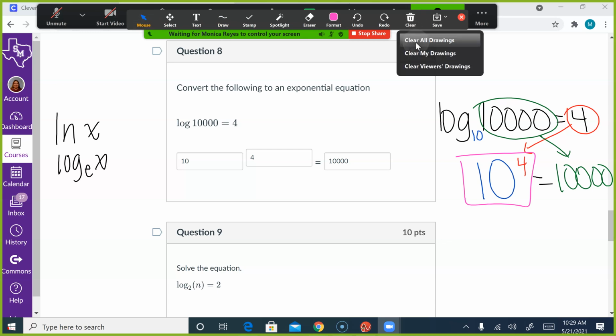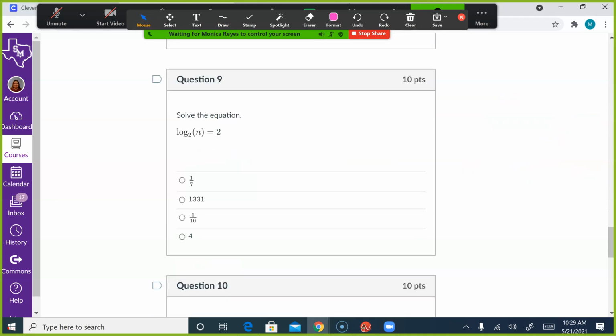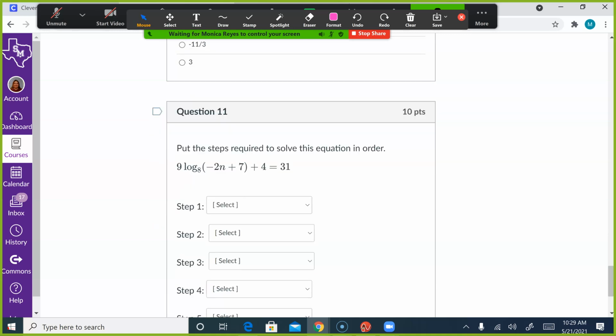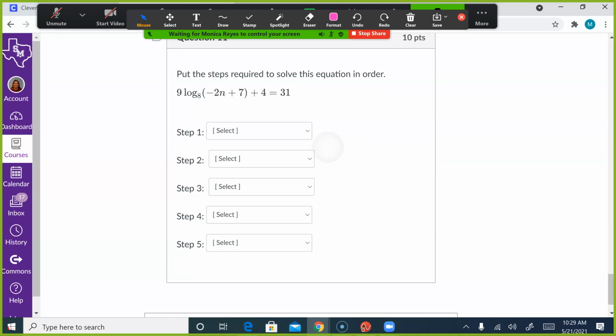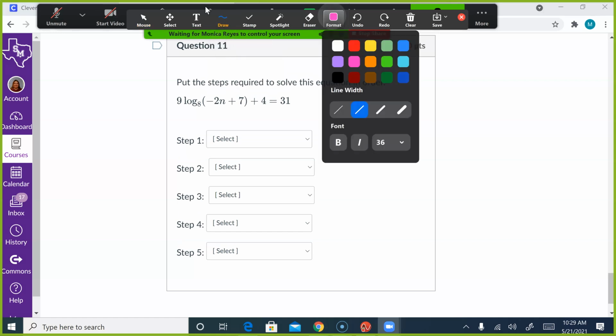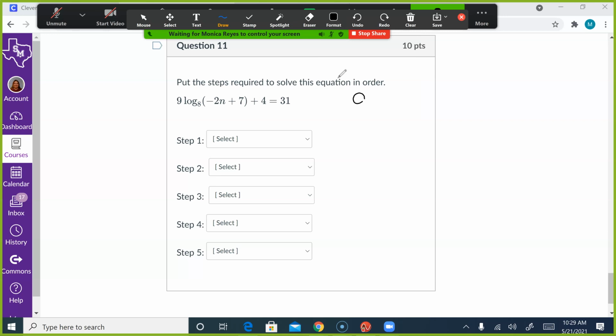All right, so you're going to do 9 and 10, but let's do 11 because, again, that's the long one. And it's not asking for the answer here, it's asking for the steps. Okay, so we'll solve it to the side. And as we're solving it, we'll come here and label each step.